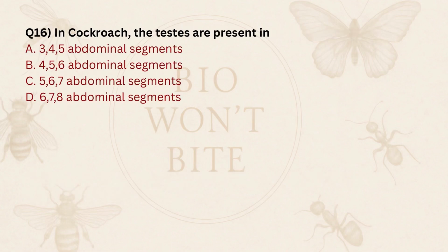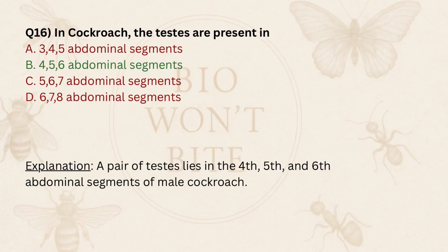Question 16. In cockroach, the testes are present in. The correct answer is option B, 4th, 5th, and 6th abdominal segments. The male cockroach has a pair of testes located in the 4th, 5th, and 6th abdominal segments. These testes produce sperm which later on move into the seminal vesicles for storage.